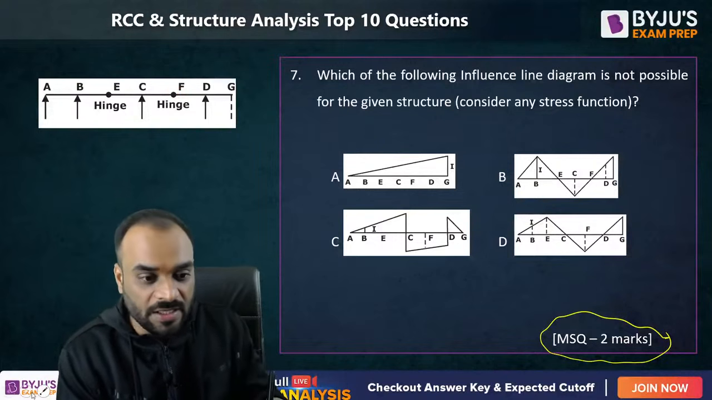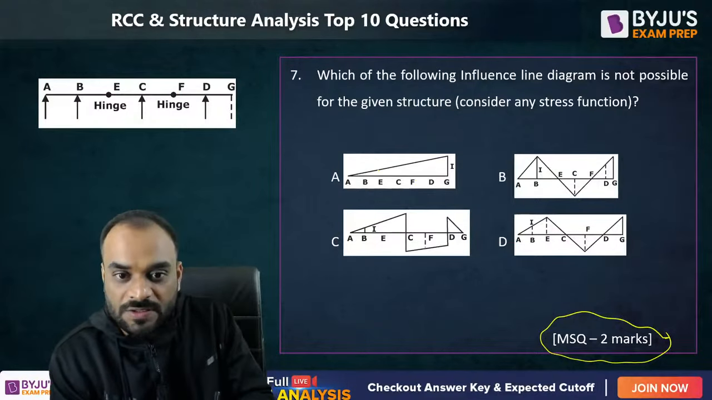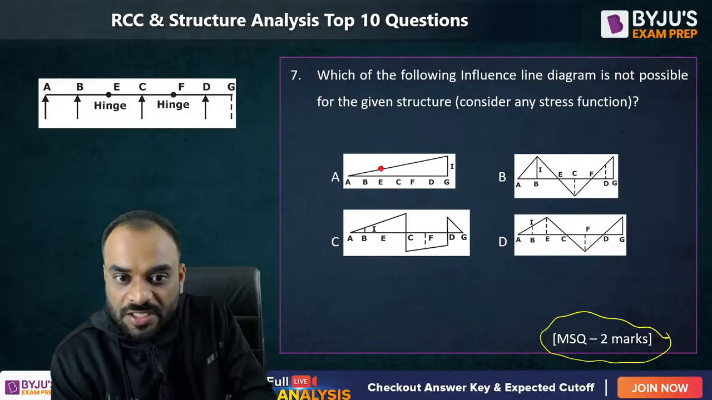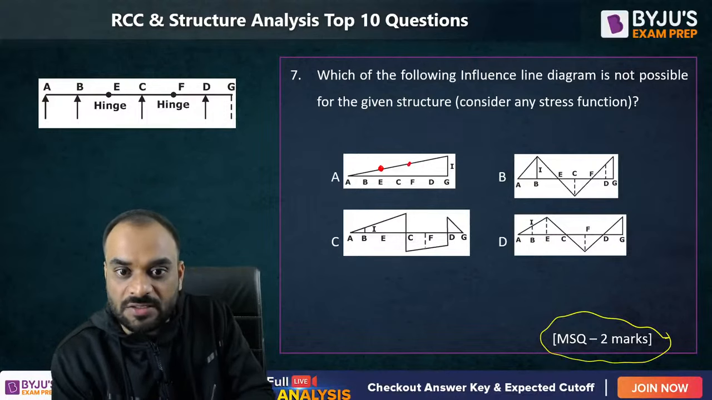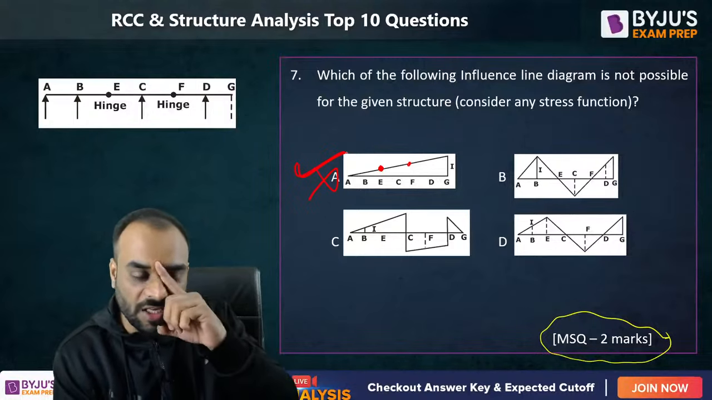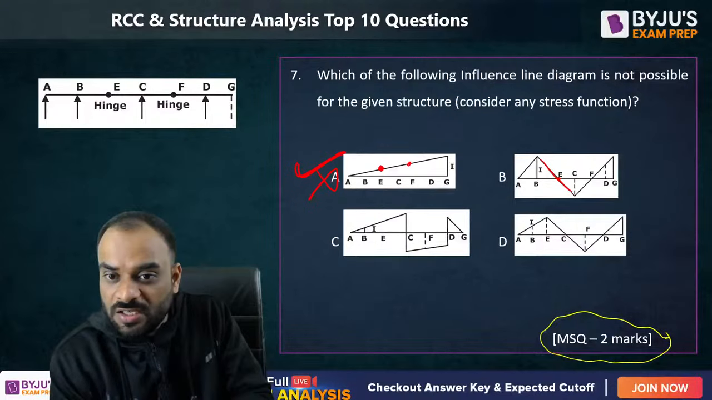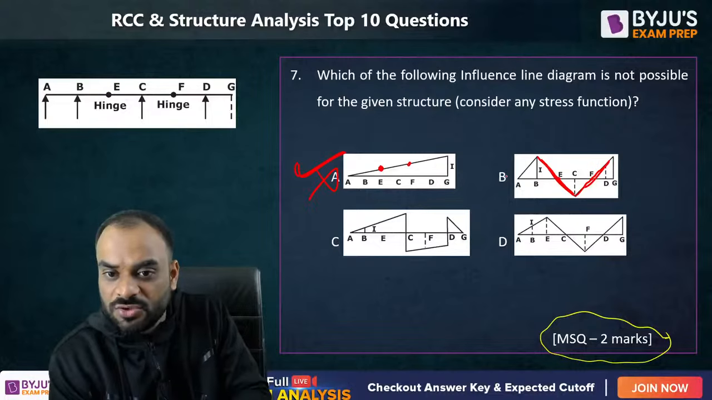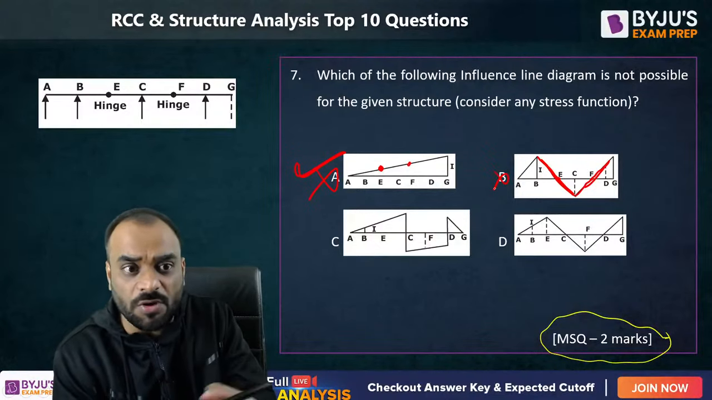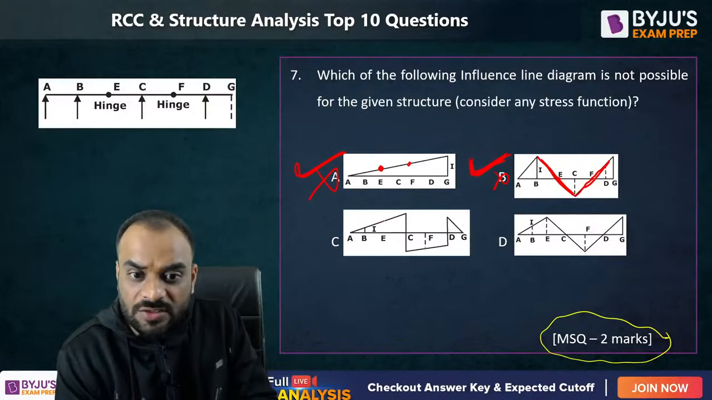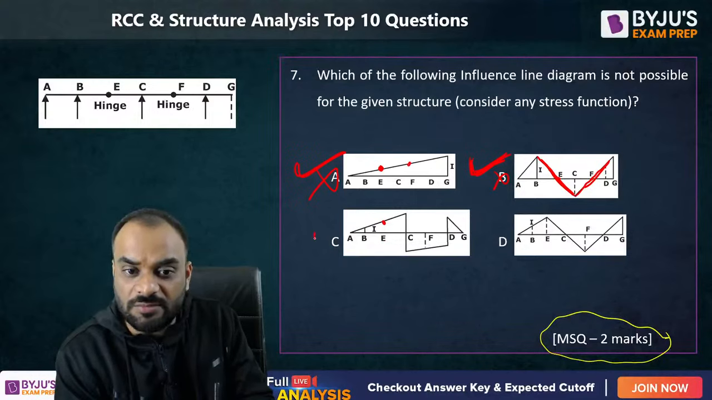Now tell me, guys, in option A, you can see here the slope is not changing at E and at F it remains constant, which is not possible. That's why it is not possible. This is one of the answers which can be ticked. Second, slope is again not changing at E, it remains same at F also. So again this option is not possible for the structure, that means this can be the answer also. In this case also the slope is not changing, this can be an answer.